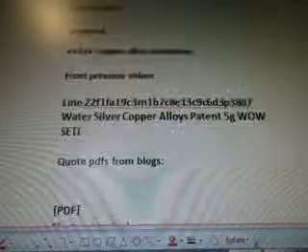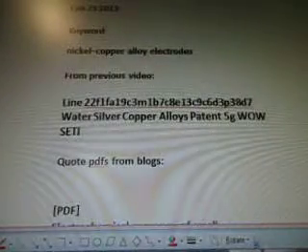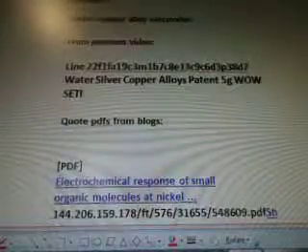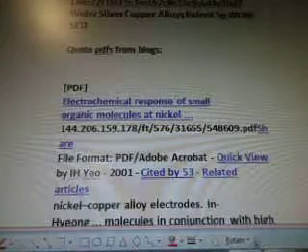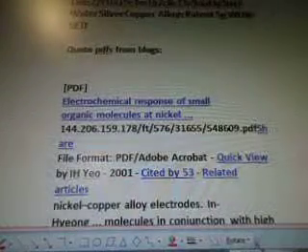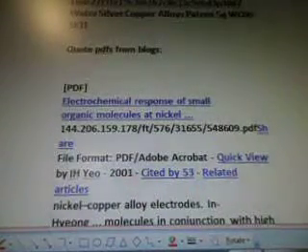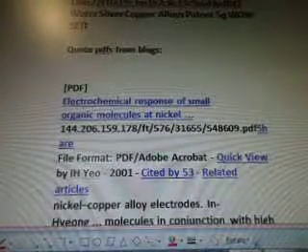22f1fa19c3m1b7c8e13c9c6d3p38d7. Water, silver, copper alloys, patent 5G Wow Seti. Quote PDFs from a blog. Electrochemical response of smaller organic molecules. So when I get these little PDF files, I can't download them, so then I just use them and then I look for keywords in them and put that into a formula.